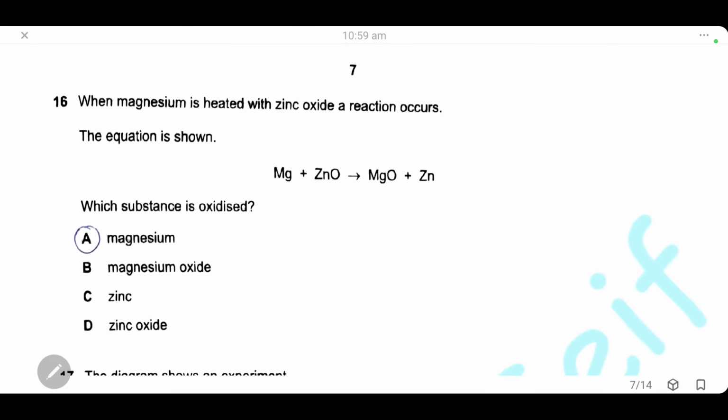16. When magnesium is heated with zinc oxide, the reaction occurs. The equation is as shown. Which substance is oxidized? As we can see from the equation, magnesium gains oxygen, so magnesium is oxidized, and the answer is A.